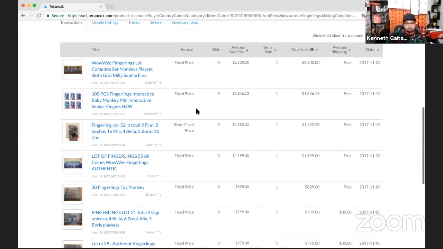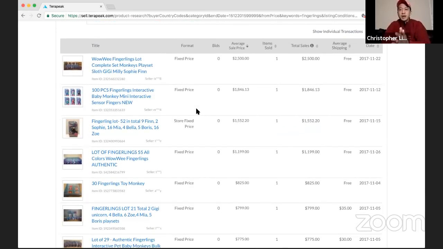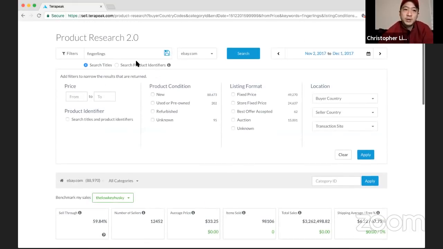Yep. 100 pieces. So this is something I want to suggest for you guys. I'm starting to buy items on eBay like crazy because there's a billion items for sale. So if you can't find something for sale on eBay to resell on eBay, you're not looking hard enough, because if you just type in wholesale, actually let's do this. Let's type in wholesale fingerlings and see what comes up.